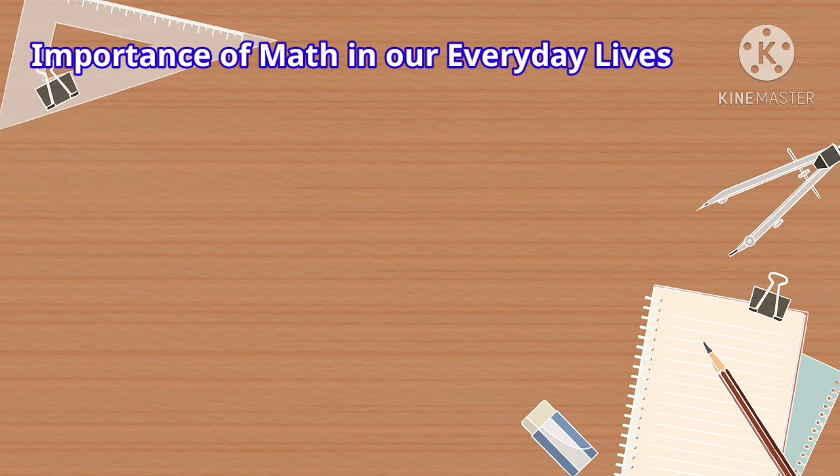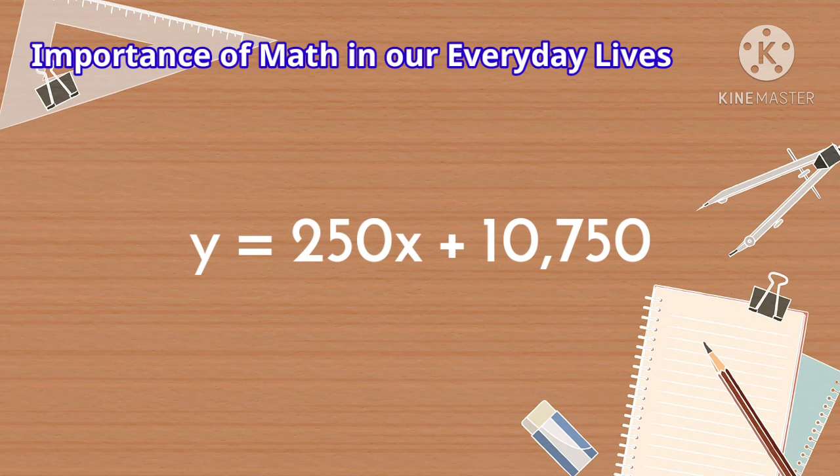The linear equation would look something like this: y equals 250x plus 10,750, with x representing the total amount of meals that are to be bought. With this equation, we can figure out the total cost for food and rental space.